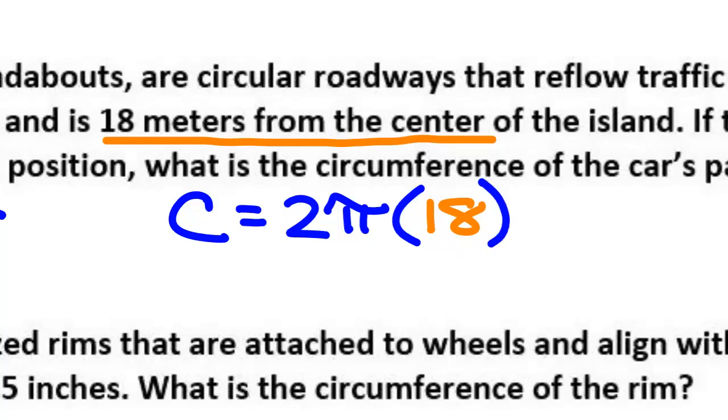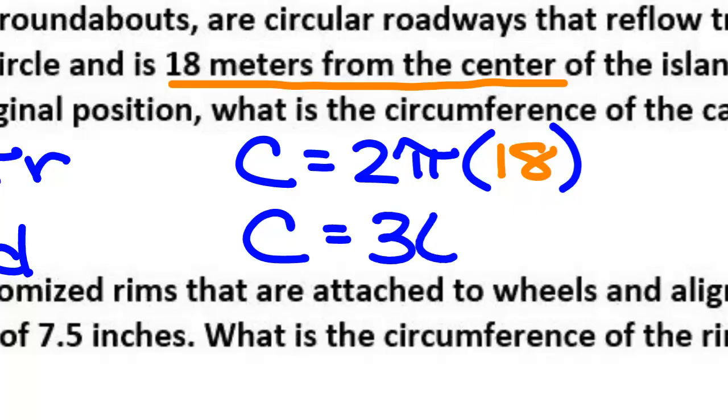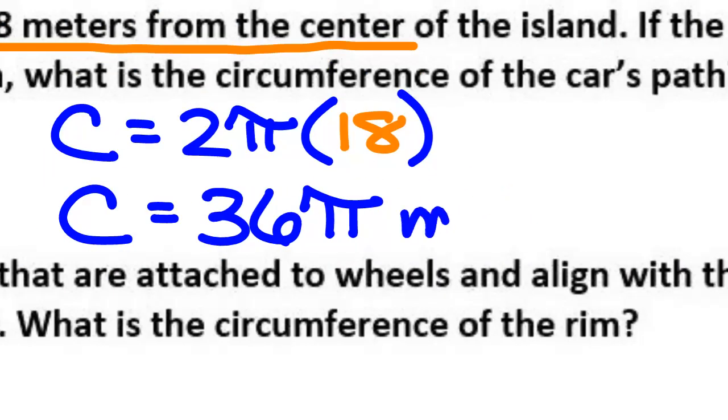So now I can take the two numbers, the 2 and the 18, and multiply them together. What is 2 times 18? 36. So C equals 36 pi meters.